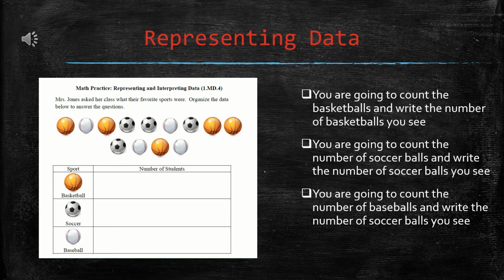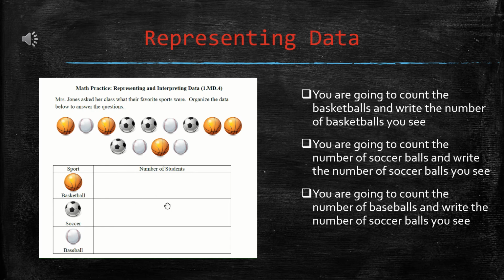Hello, boys and girls. Today we're looking at representing and interpreting data. Miss Jones asked her class what their favorite sports were. We have to organize the data below to show the questions. We have pictures of basketballs, baseballs, and soccer balls. Miss Jones asks what their favorite sports are. Here we have basketball, soccer, and baseball.